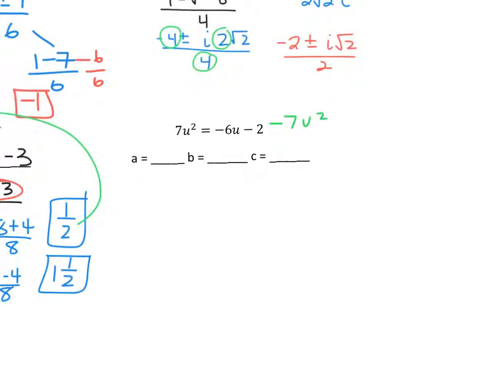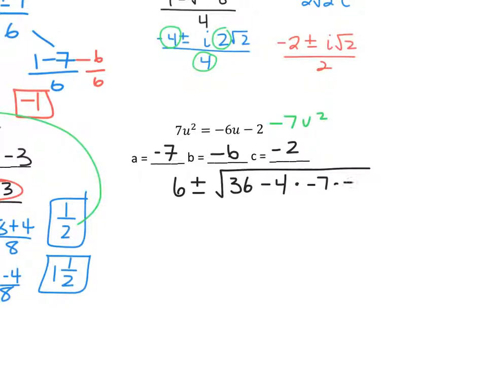Okay, then letter A, I'm going to subtract 7u squared from the number 4. So A is negative 7, B is negative 6, and C is negative 2. So it's negative B, so 6, plus or minus the square root of B squared, which is 36, minus 4 times A times C, all over negative 14.